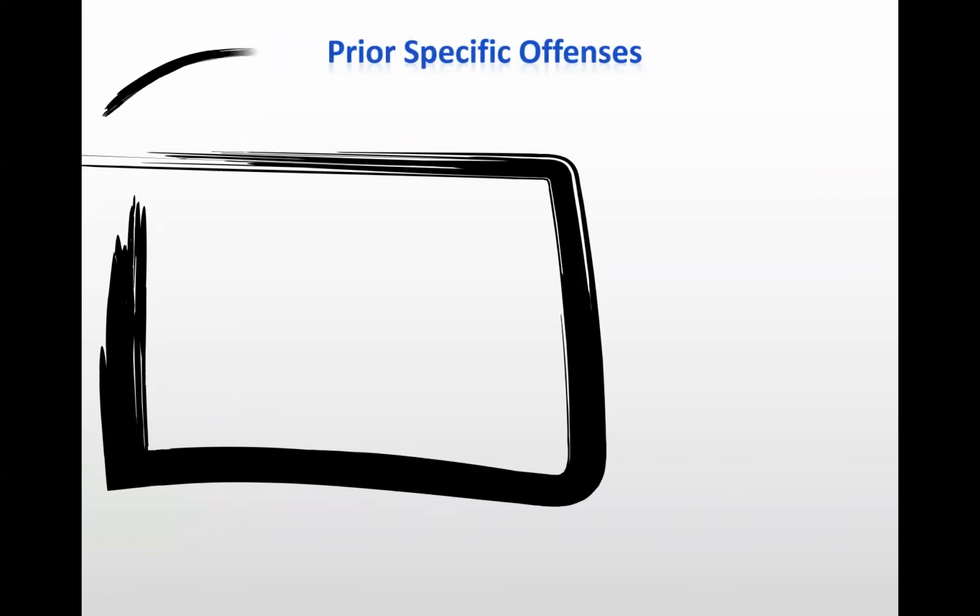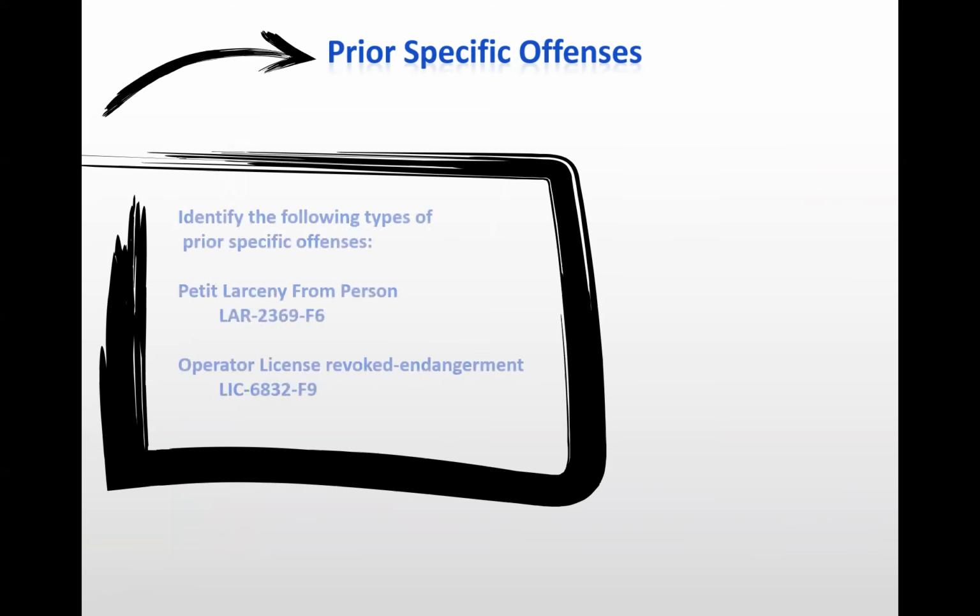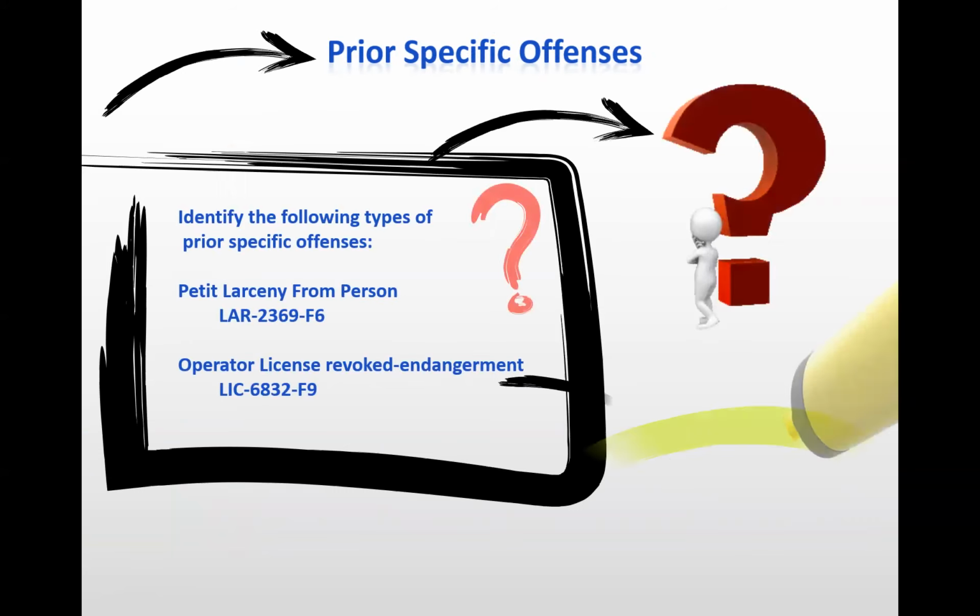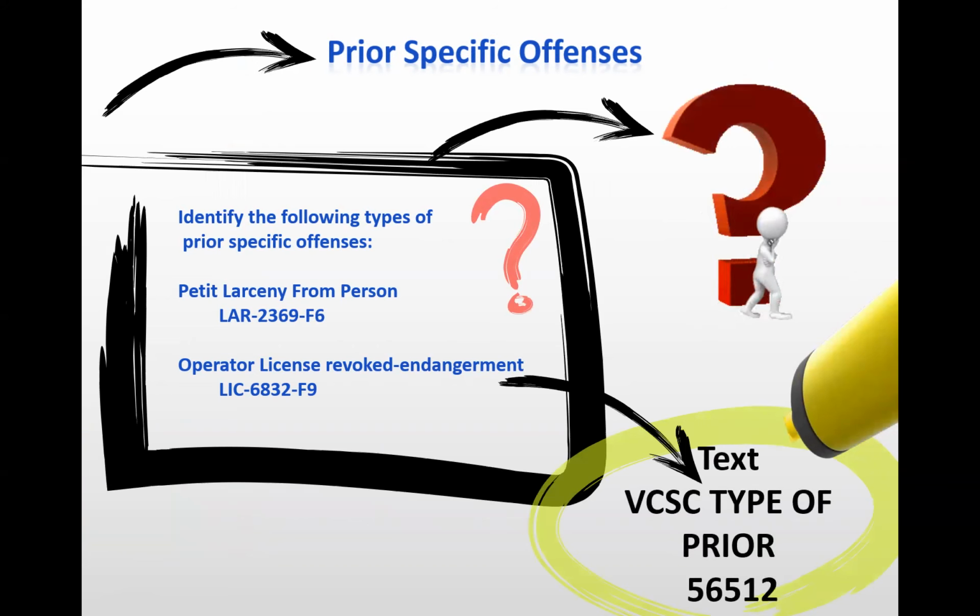So now we're going to take a moment to identify a few crimes. And I'd like you to open up your guidelines manual to Appendix E. Identify the following types of prior specific offenses: petty larceny from a person, LAR 2369 F6, operator license revoked endangerment, LIC 6832 F9. For the answer, text VCSC type of prior to 56512.